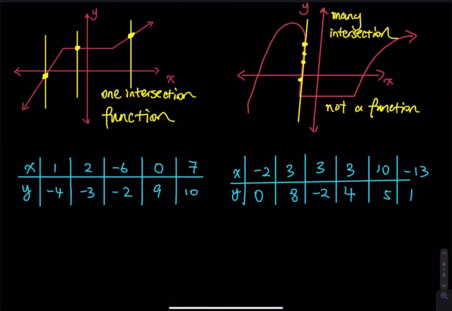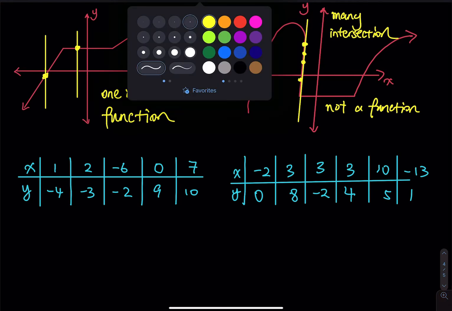How about table values? So I don't have a graph this time, I have a table of values. When you have a table of values, check the x value first. If you see any duplicate x, pay attention. So this one, I have 1, 2, -6, 0, and 7. I don't see any duplicate x. So every x goes to a y value. So this is a function, right?